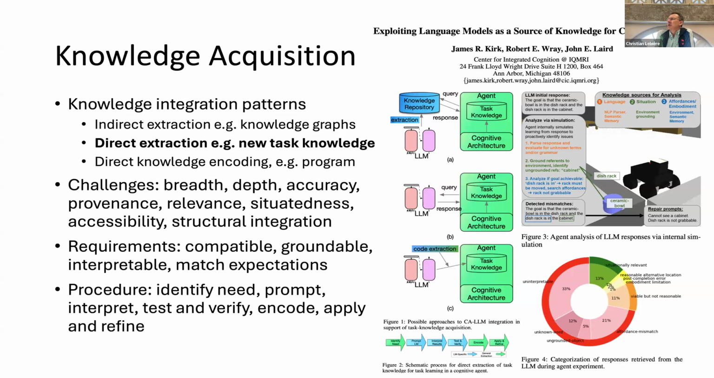Another instance of knowledge acquisition, by John Laird and colleagues, was to use large language models as a source of knowledge for cognitive agents interacting with an embodied environment. And you can see a representation there in the top right in terms of a simple robot. Again, there are different levels of knowledge extraction. It can be done from indirect extraction of knowledge graphs to direct extraction of task knowledge, which is what they focused on, potentially all the way to direct knowledge encoding, i.e. have the LLM generate a program for the cognitive architecture. And there was another talk in the symposium that took that approach.